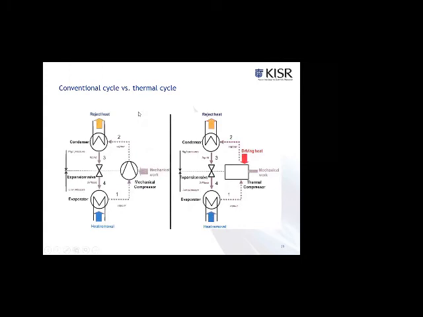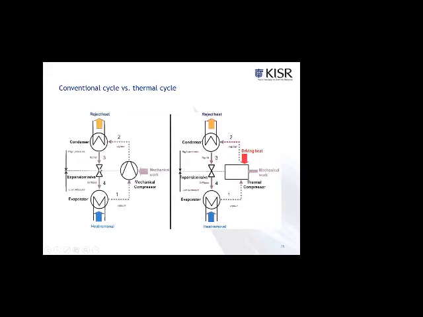First, if we want to understand the thermal cooling cycle, we have to compare it to the conventional cycle. In conventional air conditioning, we have four main components. The figure on the left is the conventional cycle. We have the condenser, we have the mechanical compressor, which needs electricity to do the work, and we have an evaporator that produces the cooling for the space.